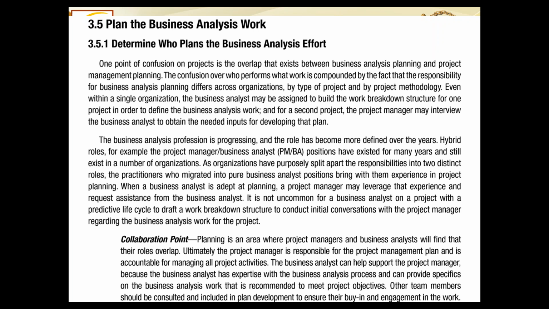Next heading is the plan the business analysis work. So as far as the business analysis work itself is concerned, first determine who plans the business analysis work. Is it the business analyst or someone else? One point of confusion on project is the overlap that exists between business analysis planning and project management planning. The confusion over who performs what work is compounded by the fact that responsibility for business analysis planning differs across organizations. This is a big point.